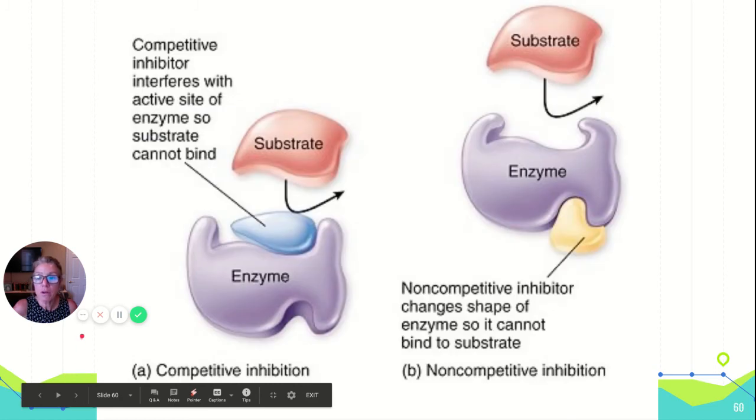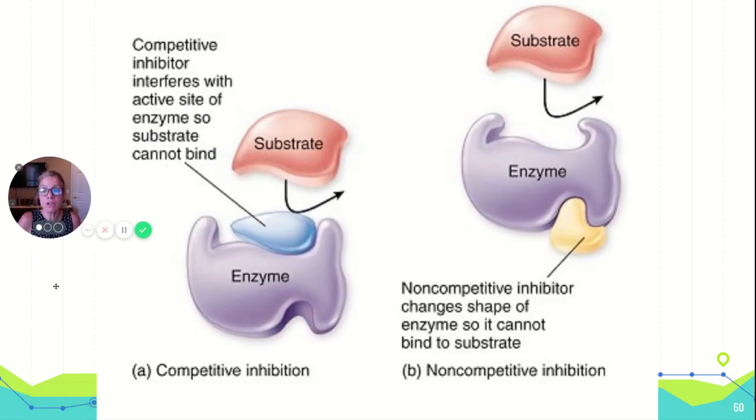Okay, so now we're going to talk about some other ways to regulate enzymes. We've already talked about substrate concentration, and enzyme concentration is going to regulate how much product you get. We talked about pH, temperature, cofactors, and coenzymes. All of those things can affect enzyme activity. The last part on here is about enzyme inhibition. How do you turn an enzyme off?